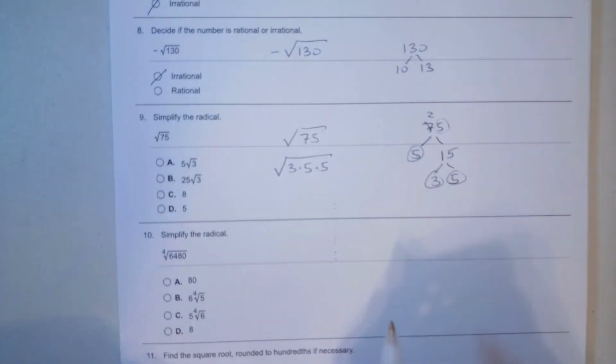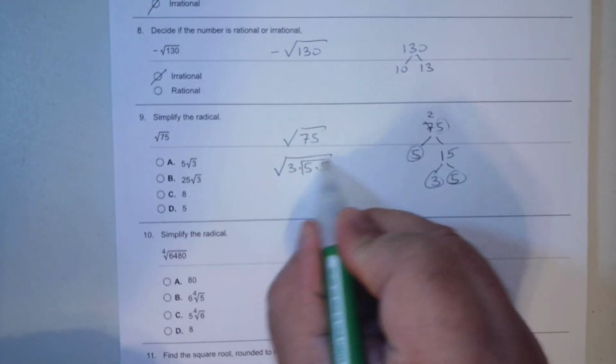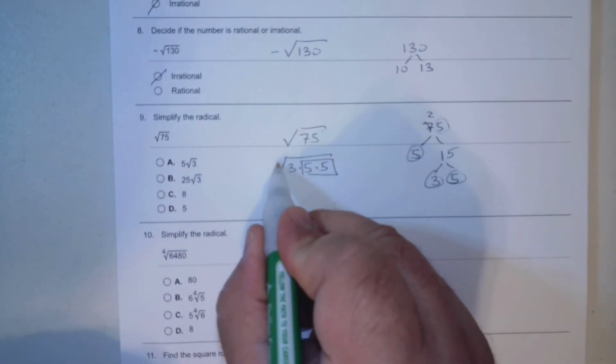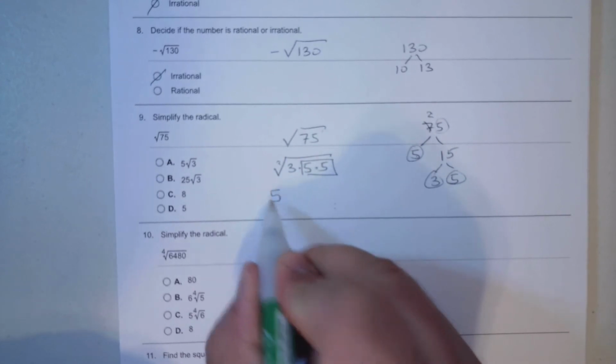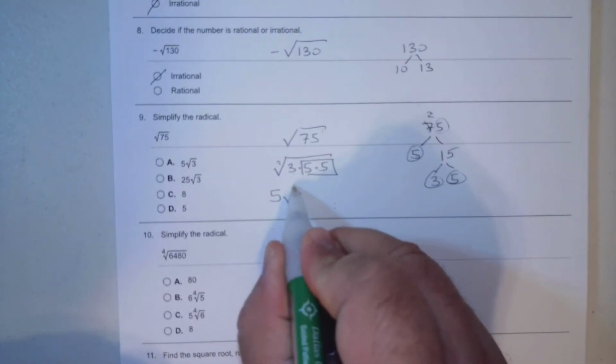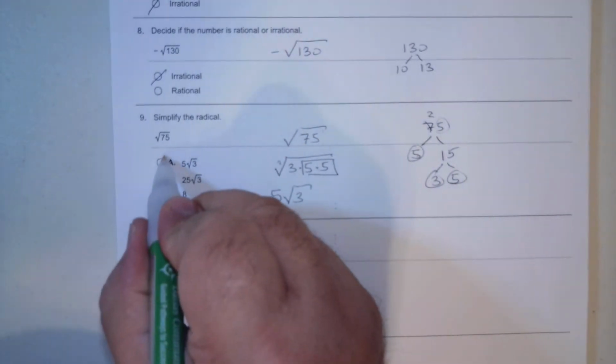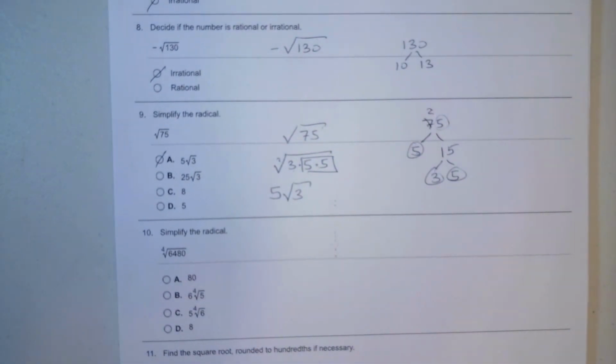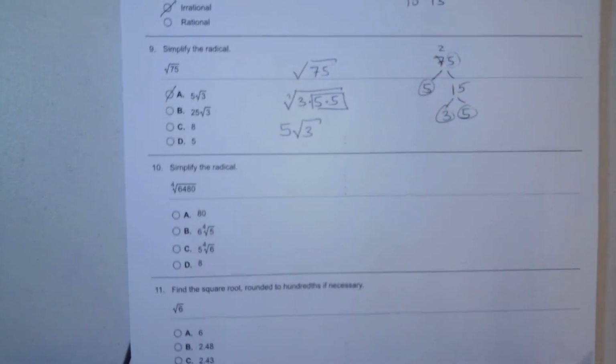That's what equals 75. There's a pattern here. There's 2 of them in a row. We need 2. So that 5 comes out, and whatever's left stays inside. So 5 radical 3. That's A.